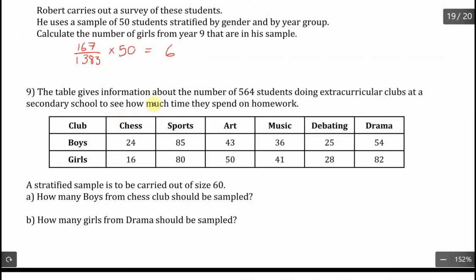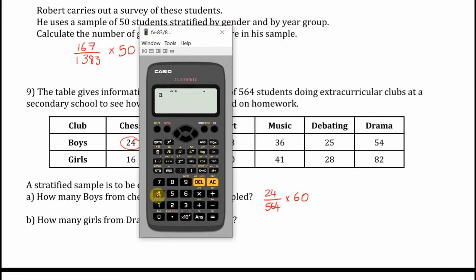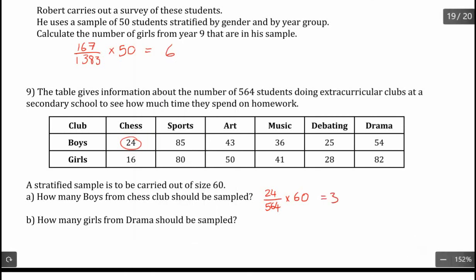And the final question, we've got information about the number of 564 students doing extracurricular clubs at a secondary school. A stratified sample is to be carried out of size 60. Okay, how many boys from chess club should be sampled? So, boys from chess club, there are 24 of them. 24 out of the 564 altogether, times the 60 in the sample. Tells us that we should choose 3 boys when we round that.